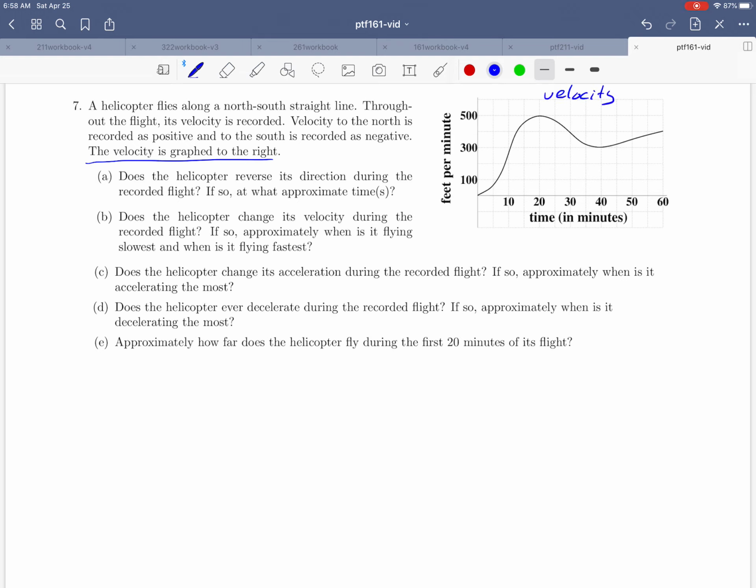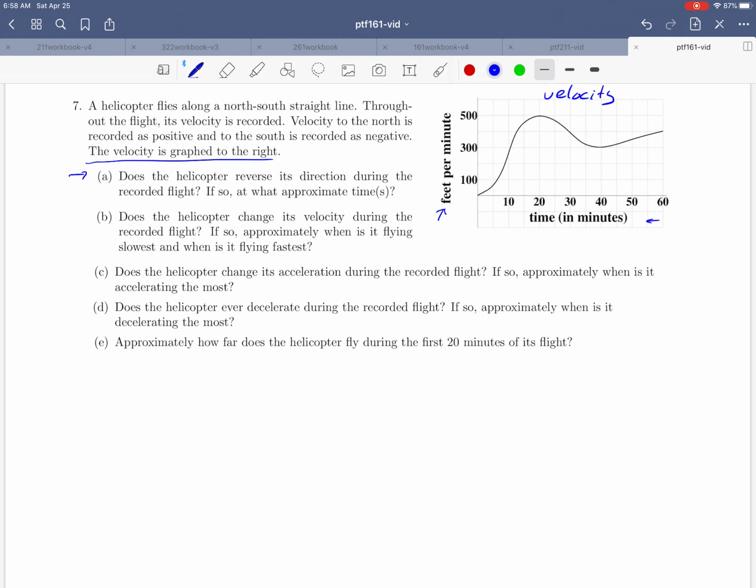Okay, so you can kind of notice the units here. We've got velocity in feet per minute and time in minutes. And in this video, we're going to see if we can do parts A through D of this problem. So let's start with part A here. They ask us, does the helicopter reverse its direction during the recorded flight? Okay, well, let's take a look at the graph.